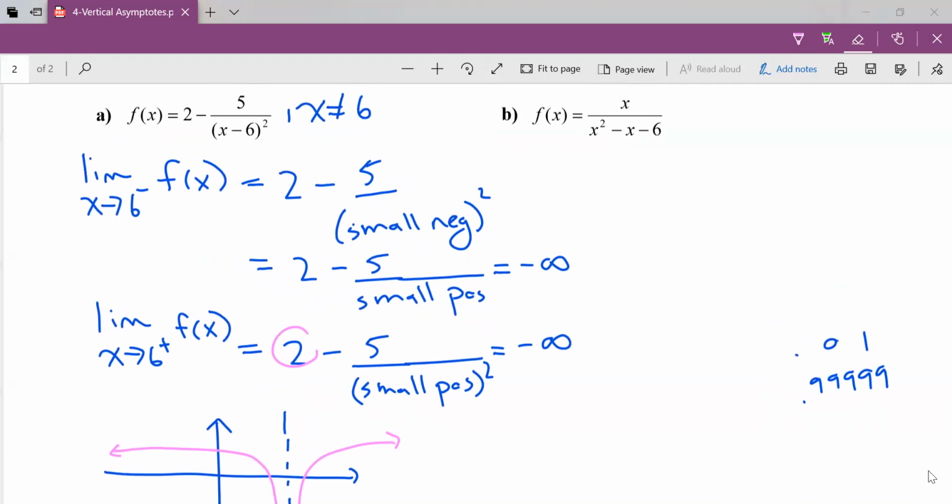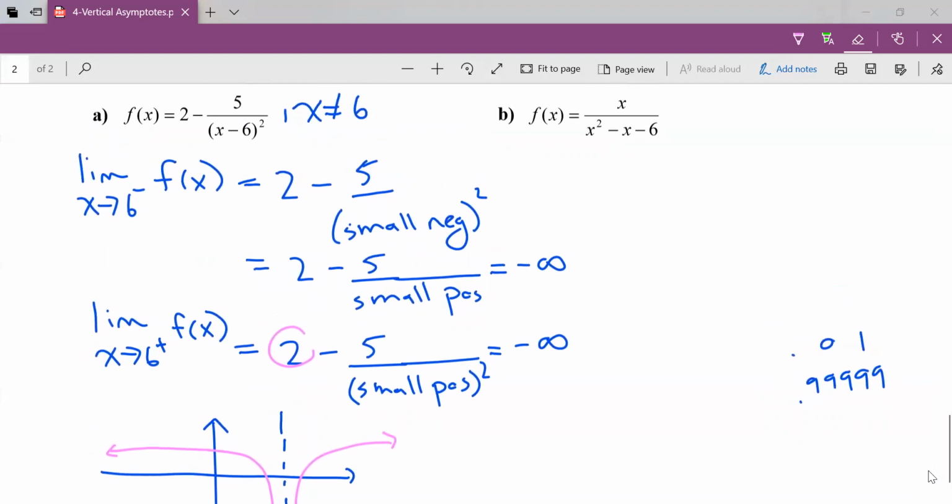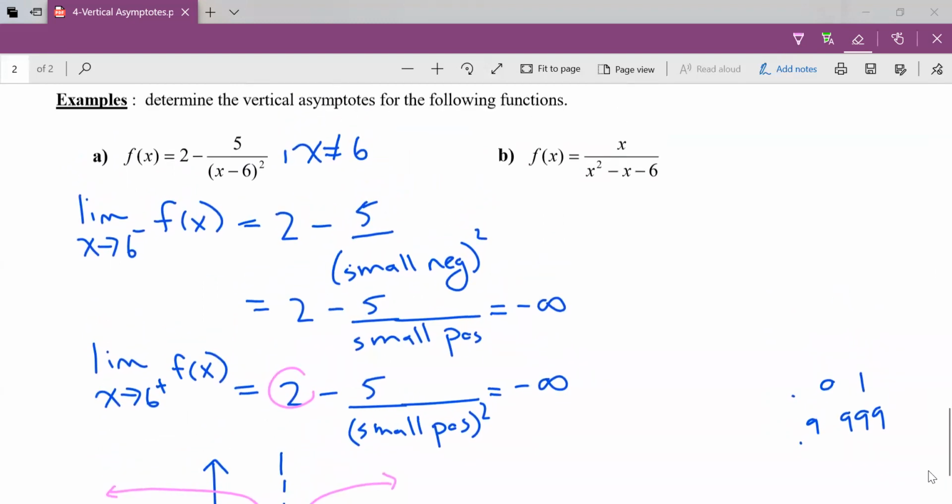Okay, let's try one more. Let me just erase my work, which is making my screen jump all over the place, which is driving me nuts. I don't know why it's doing that. Okay, let's try one more, friends. Let's stick in hot pink. We don't have enough hot pink in our life.